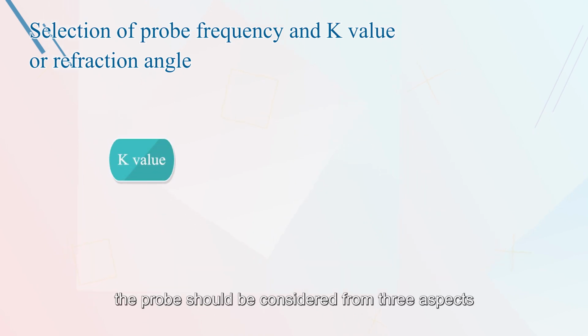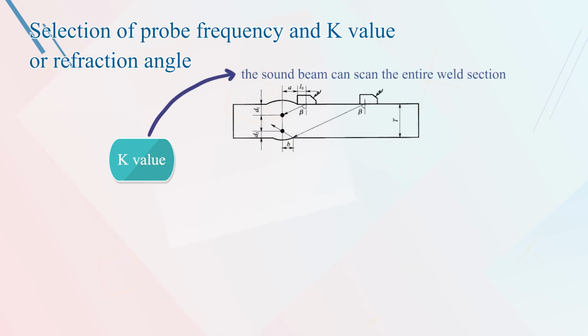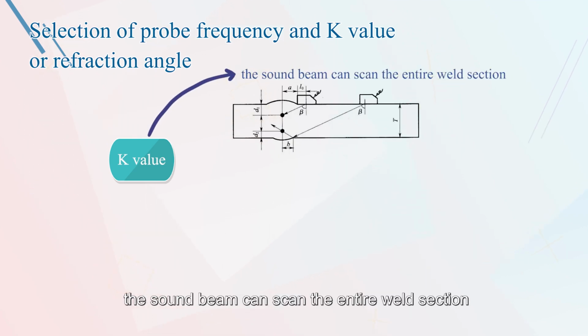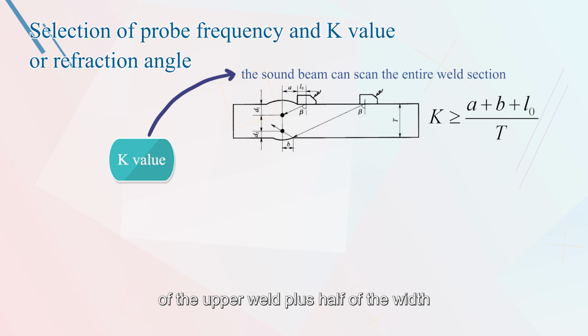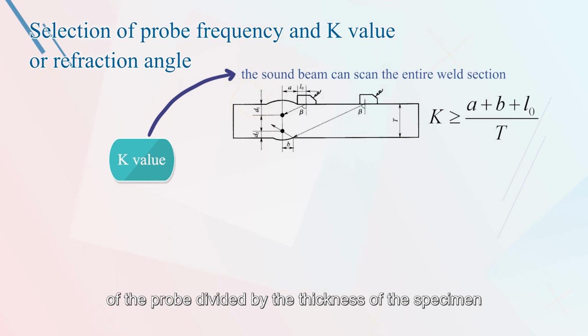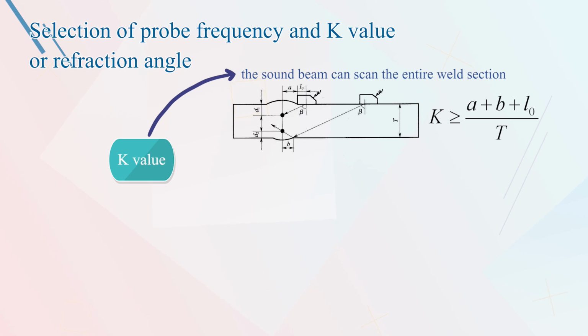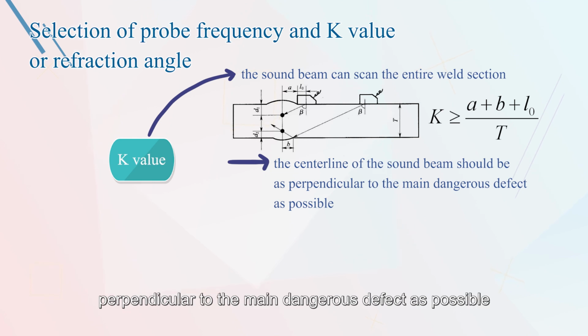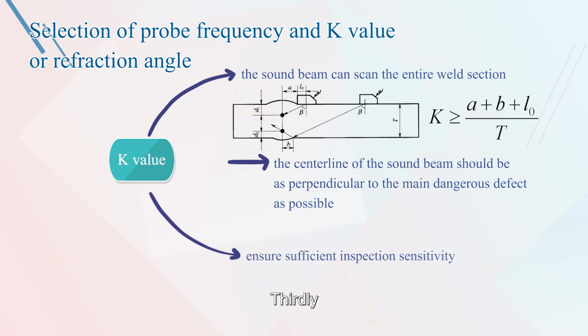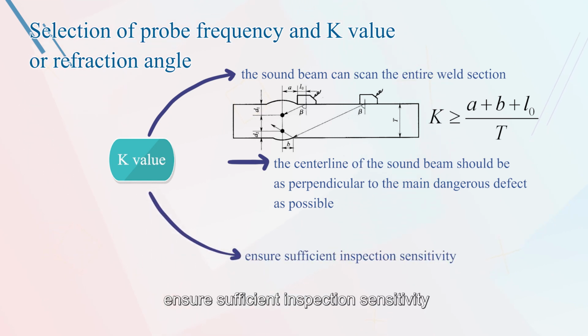The K value of the probe should be considered from 3 aspects. Firstly, the sound beam can scan the entire weld section, and the K value is greater than or equal to half of the width of the upper weld plus half of the width of the lower weld plus the front edge distance of the probe, divided by the thickness of the specimen. Secondly, the center line of the sound beam should be as perpendicular to the main dangerous defect as possible. Thirdly, ensure sufficient inspection sensitivity.